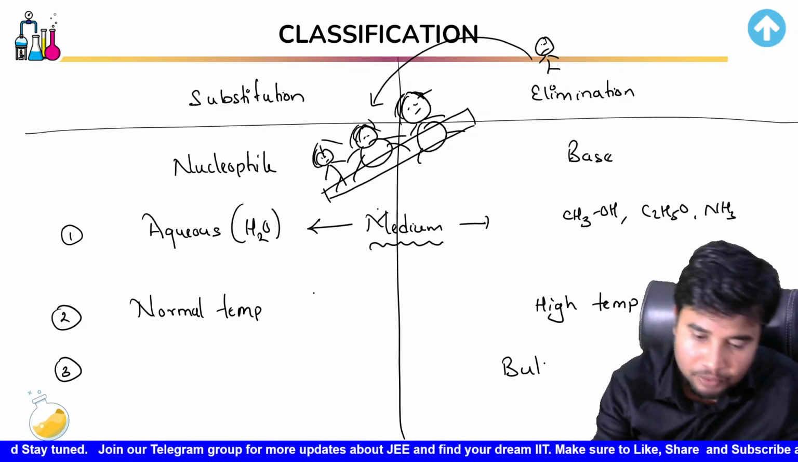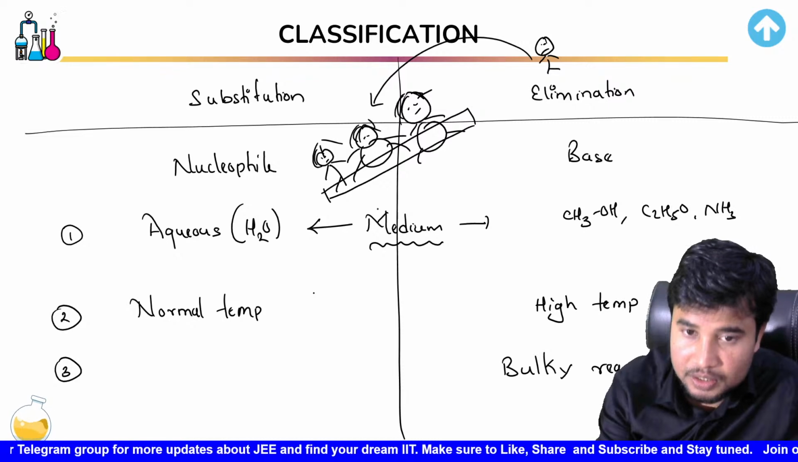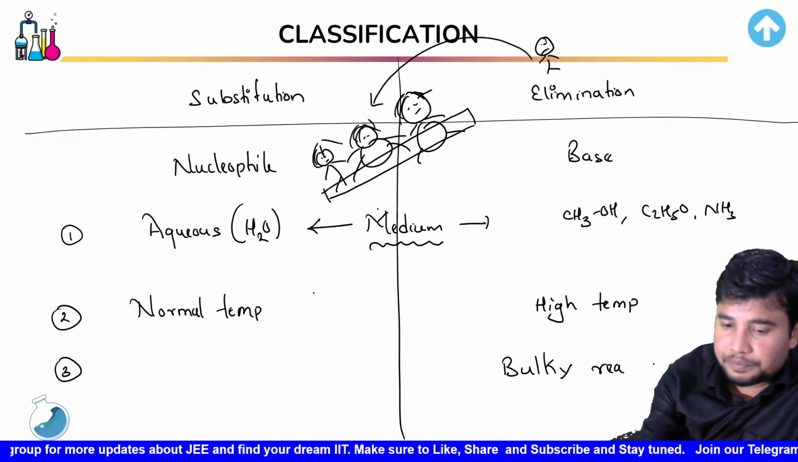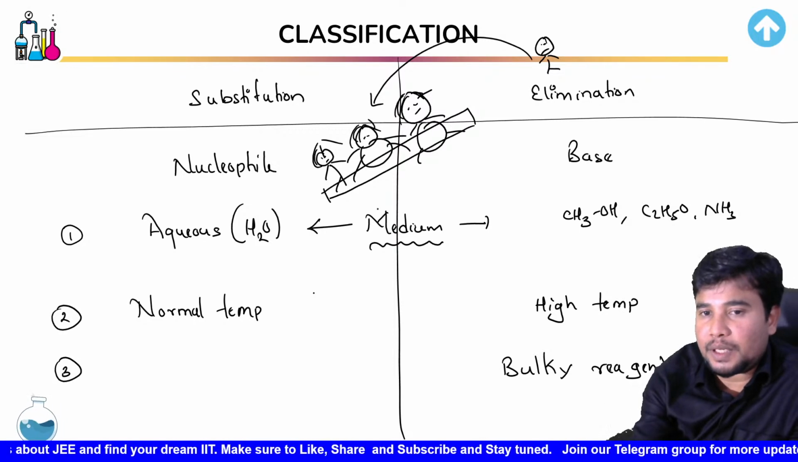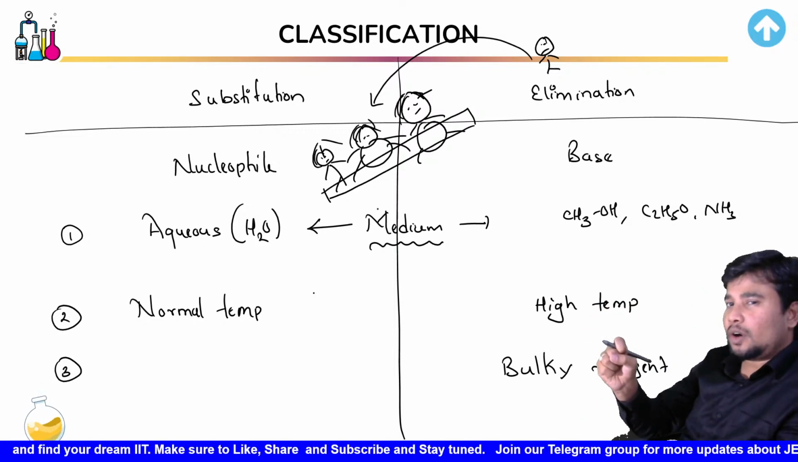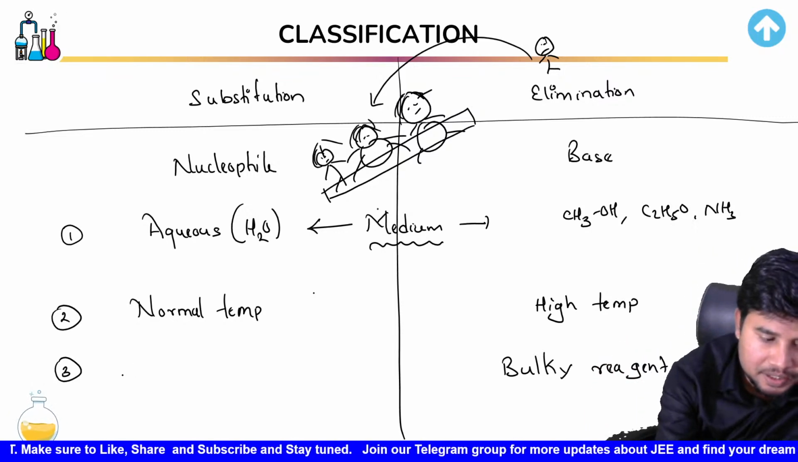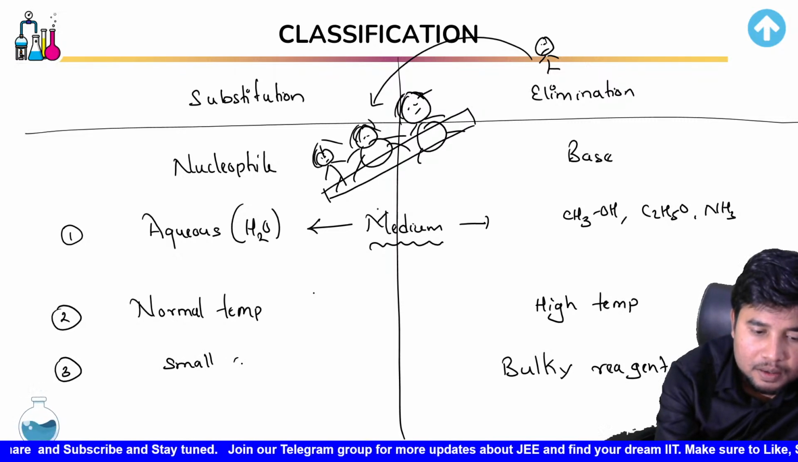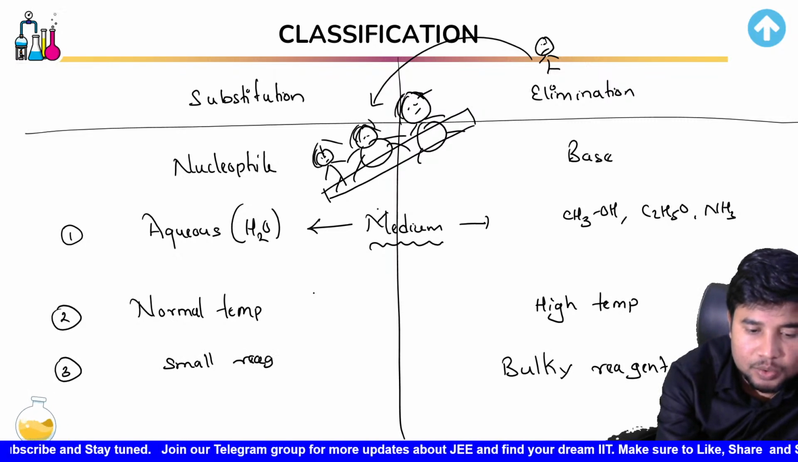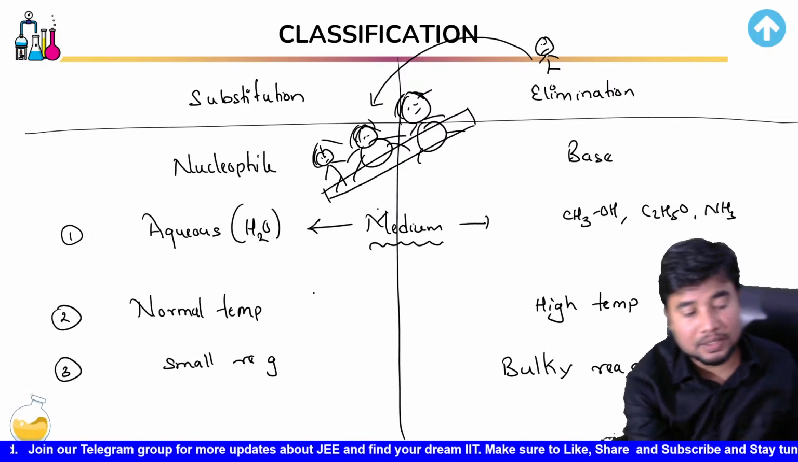Okay, so if you have a bulky nucleophile or base, if the reagent is bulky, it mostly would act as a base and would abstract hydrogen not from the center but from the terminal. On the other hand, a slender or smaller reagent could act as what? As the substitution, as a nucleophile.